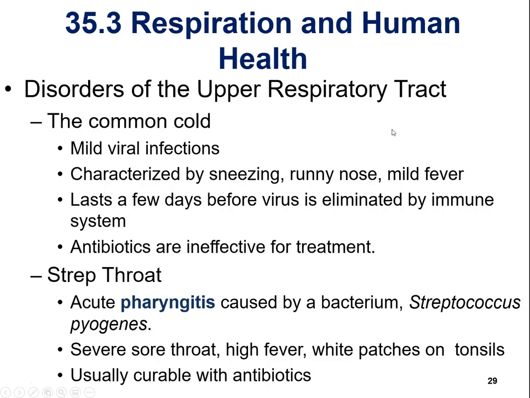The last part of this is to talk about some disorders of the respiratory system. They're divided up into upper respiratory tract and lower respiratory tract. If we talk about upper respiratory tract, common cold, mild viral infections. You should know examples of disorders of the respiratory system. You should also be able to distinguish between upper respiratory tract and lower respiratory tract.